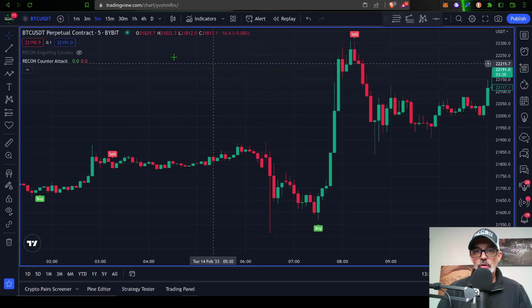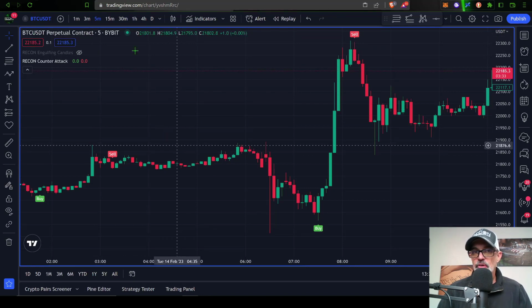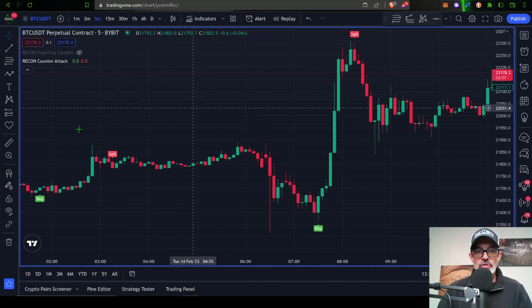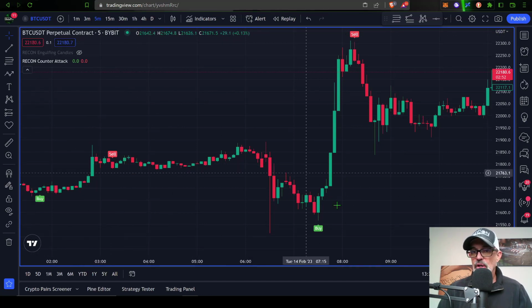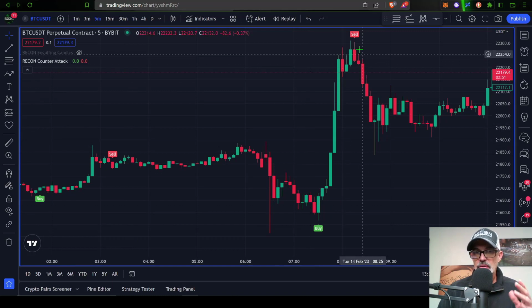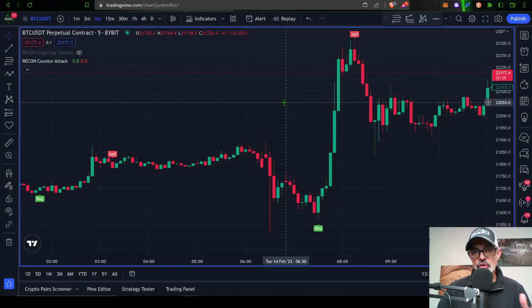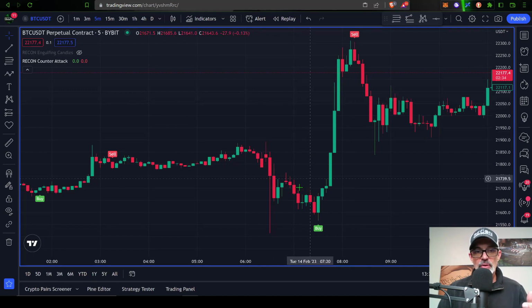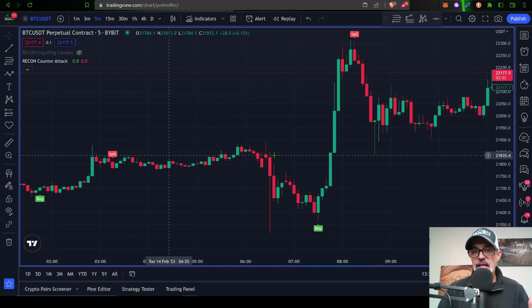And so we will start over here on the BTC USDT perpetual contracts. We're looking at the 5-minute candles on Bybit. And as you can see, the indicator does plot buy and sell alerts on the chart. Now these are alerts, and as such you shouldn't just blindly jump into a trade without doing a little bit of your own technical analysis.